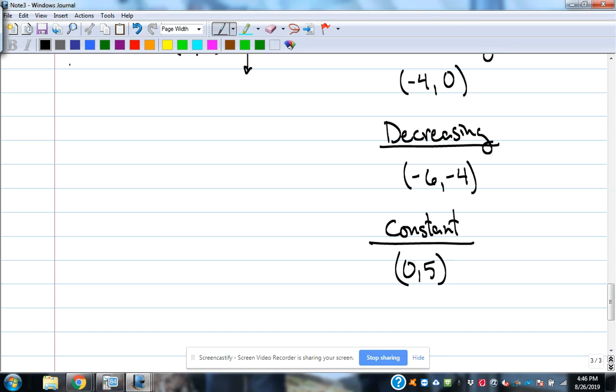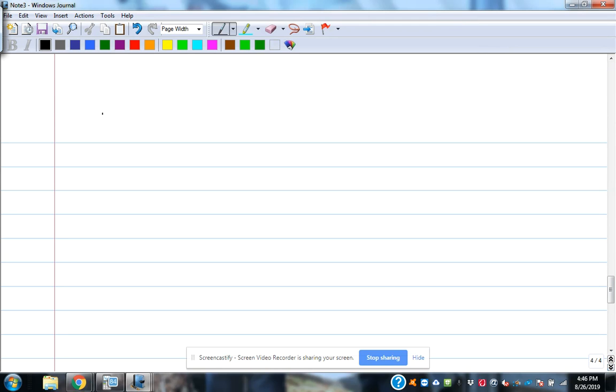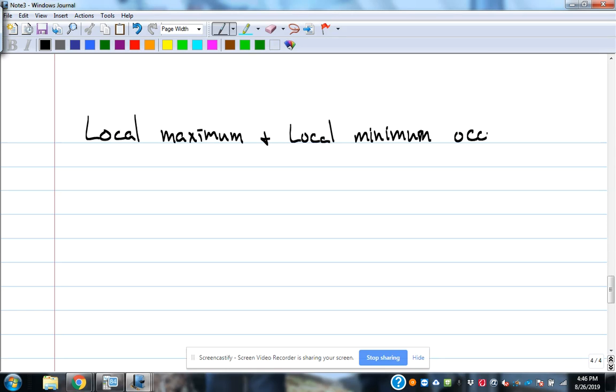Okay, let's talk about maximums and minimums. Local maximum and local minimums occur, I'll spell occur correctly, inside an interval.